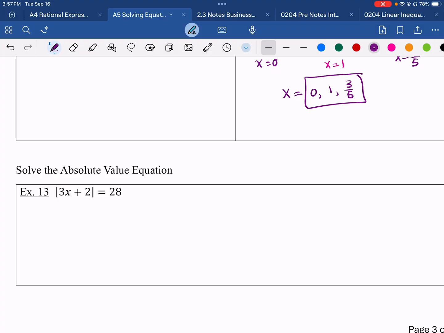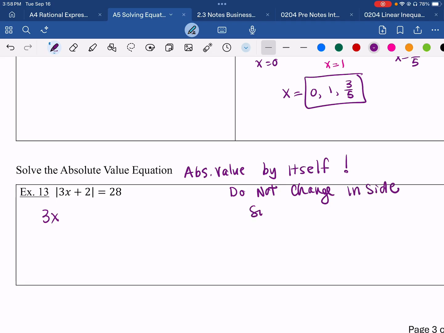Absolute value equations, remember they have 2 answers. Absolute value by itself. So we do not change the inside signs of the absolute value. 3x plus 2 equals 28, and 3x plus 2 equals negative 28.